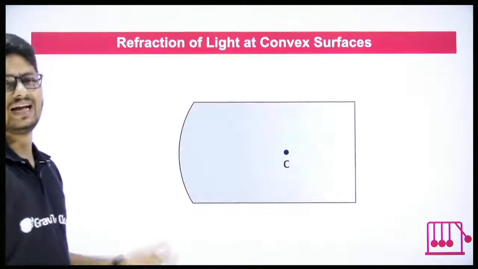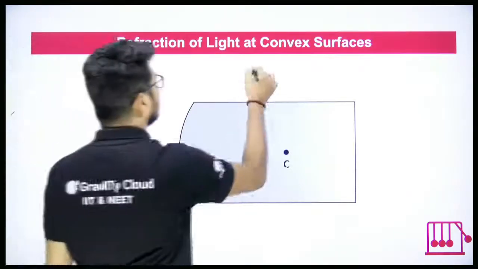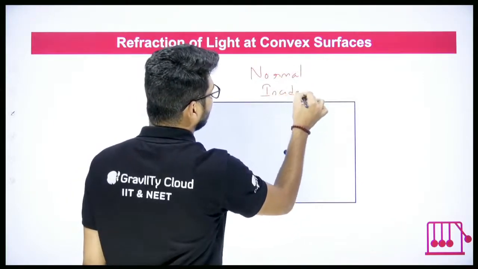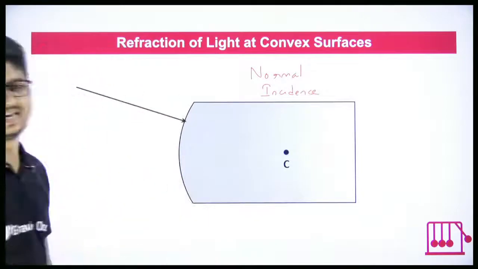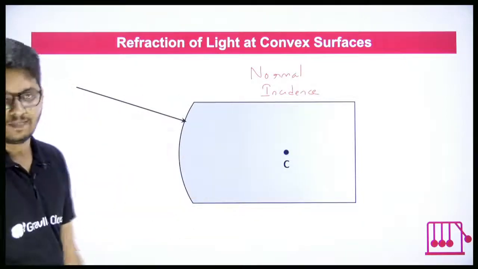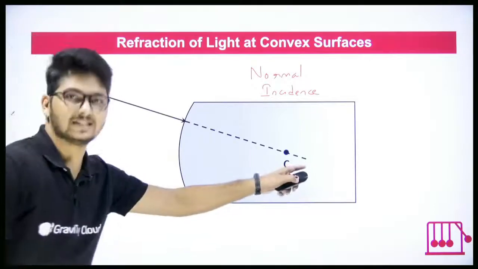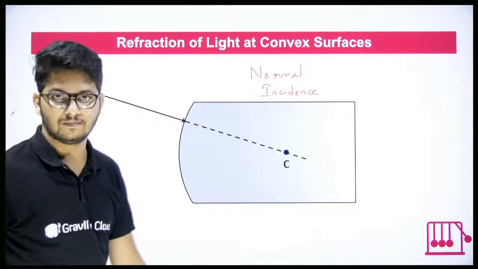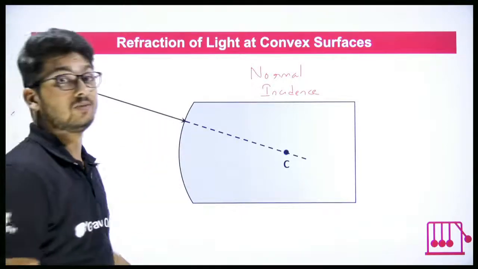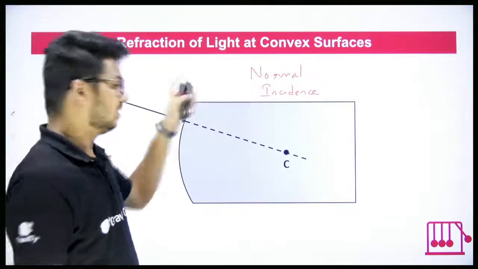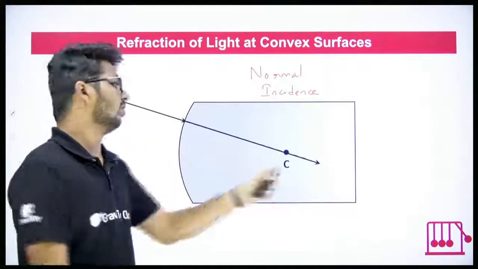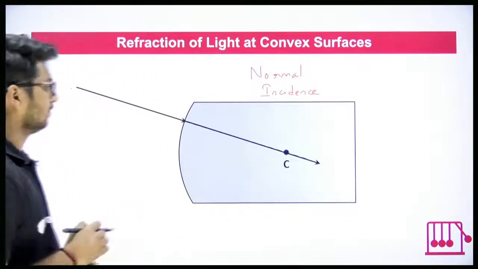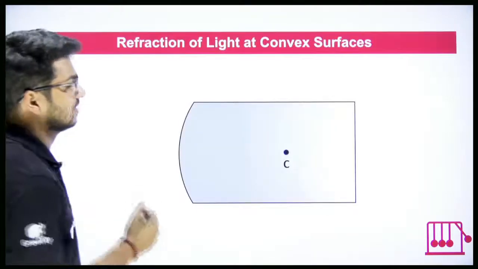Now I can take another case, the same case of normal incidence, but the ray is incident at any other point. Let's say at this point. This is the incident ray. If I draw the normal at this point, the normal passes through the center, and as you can see, the incident ray coincides with the normal. It is the case of normal incidence. The ray directly passes through without any deviation. Good? Simple. Okay.